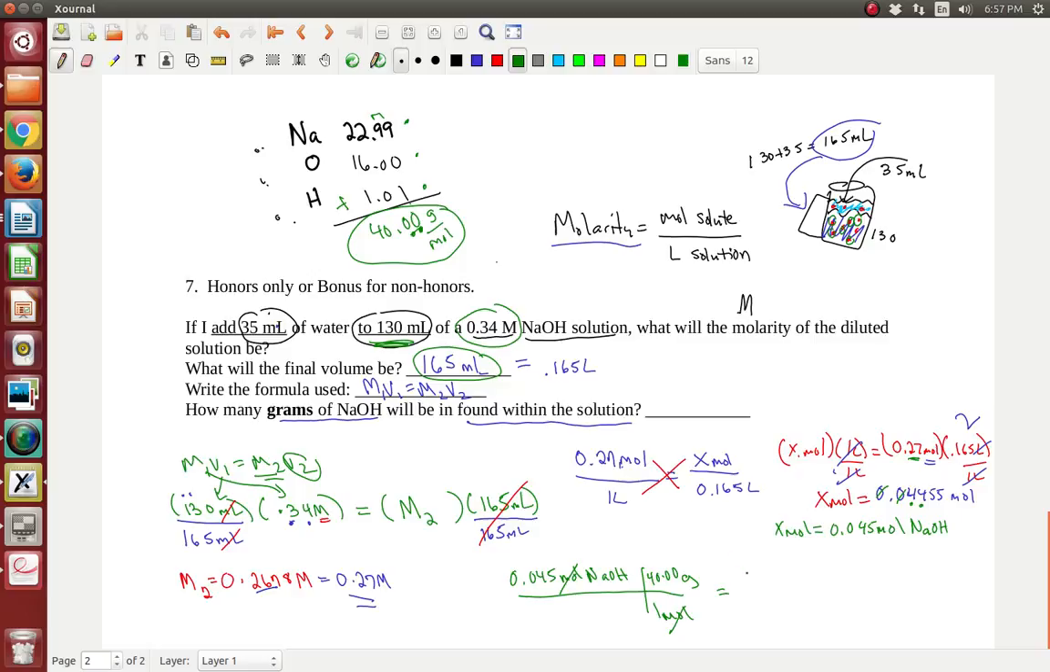And now cancel out, multiply, and you'll have how many grams that you need. And that ends up being 1.8 grams of sodium hydroxide. That is how much, right here, 1.8 grams of sodium hydroxide.